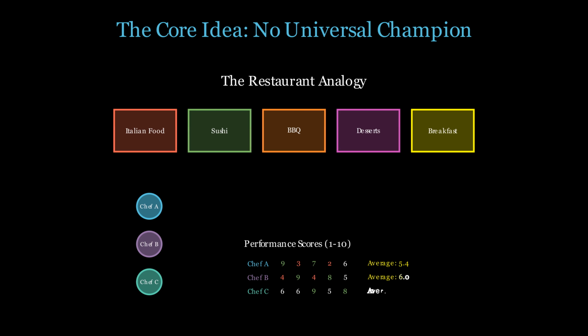When we calculate the average performance across all cuisines, something remarkable happens. All chefs have nearly identical average scores. This is the essence of the no free lunch theorem. Superior performance on some problems is balanced by inferior performance on others.